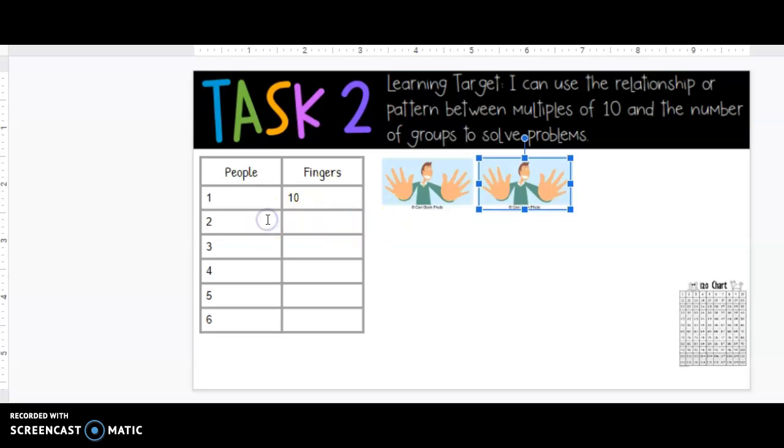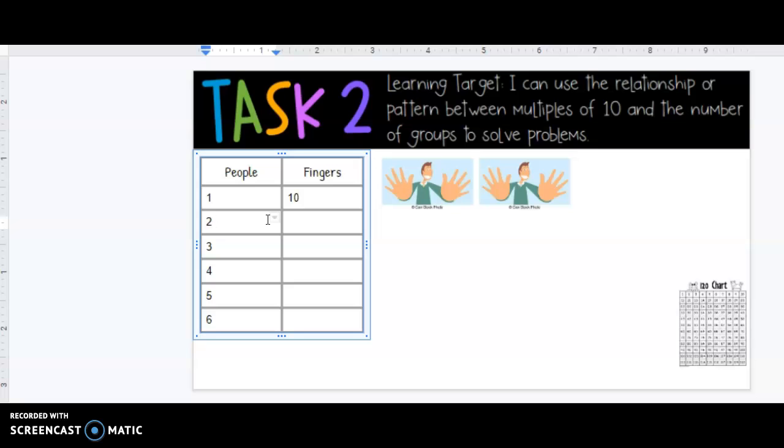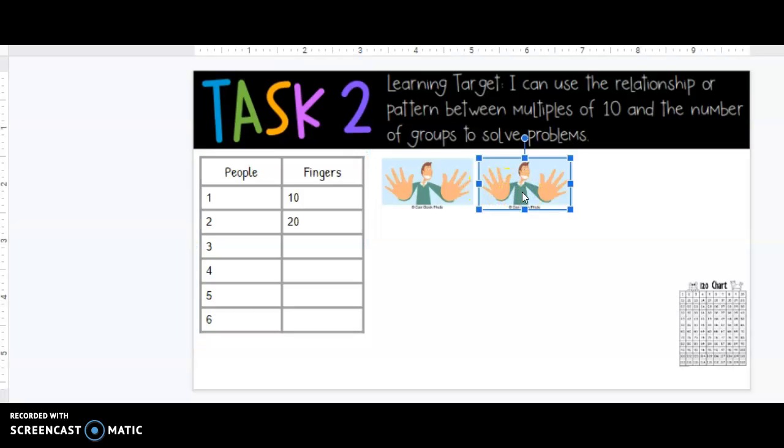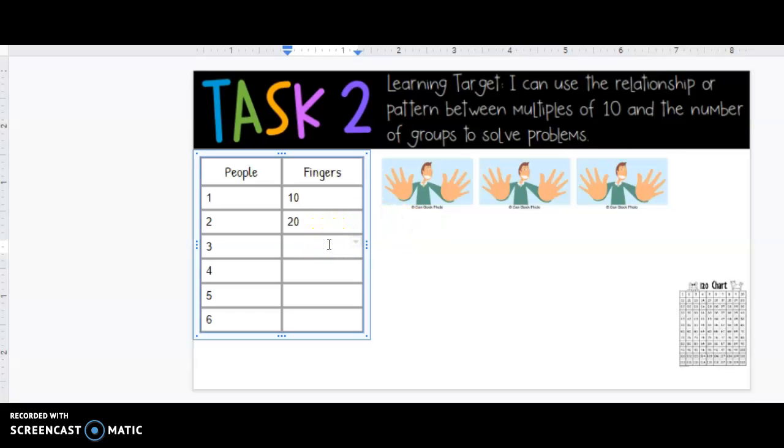And we're going to go over to our chart and look at it. Go ahead and look at your chart. If there are two people, how many fingers are there? Great job if you typed 20. Let's continue with that pattern. We have 3 people. How many fingers are there? Great job if you typed 30.